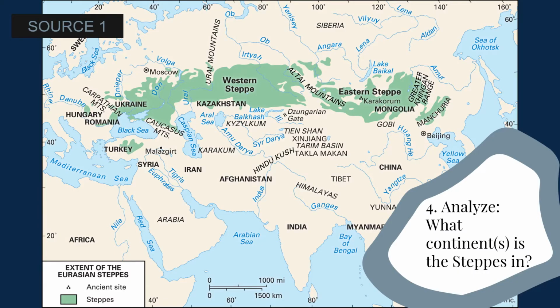So this is source 1. It is a map. I want you to analyze this map. What continent or continents is the steppes located in? So you have to look at the key, do some analyzing. Hopefully you know your continents. If not, you might have to Google. So go ahead and take a moment and answer number 4.